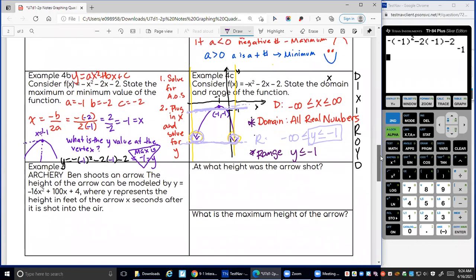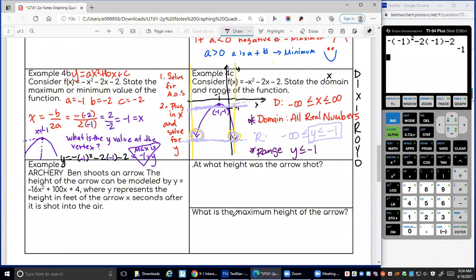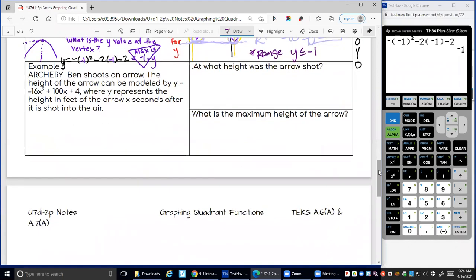Let's look at the next example, example number 6. I do realize that we skipped 5, but here we are. This is now a word problem, and how we apply it. Here we have Ben who shoots an arrow, and the height of the arrow can be modeled by this equation. So he shoots it, and here we go. It hits the earth. We assume that's him. It's my incredible drawing. And there's our arrow.